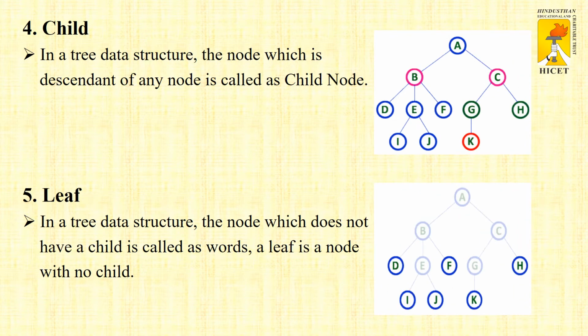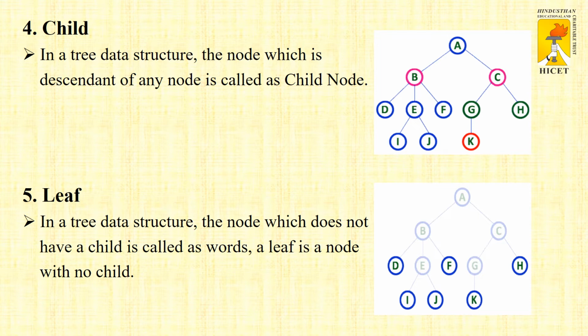The next terminology is child. The node which is a descendant of any node is called a child node. Here on the right side, in this example, nodes B and C are the descendants of A. So nodes B and C are children of A. Similarly, I and J are descendants of node E. So I and J are children of E.